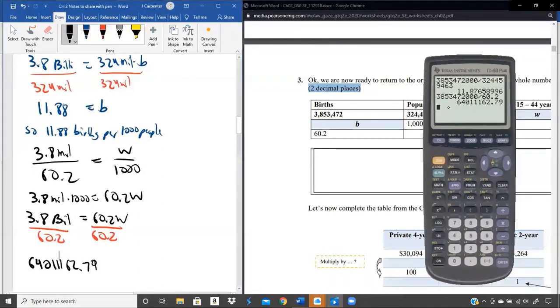6401162.79. Actually, our calculator, because it can only handle so many numbers, went ahead and rounded it to 2 decimal places for us. But what exactly is this? This is women of birthing age.